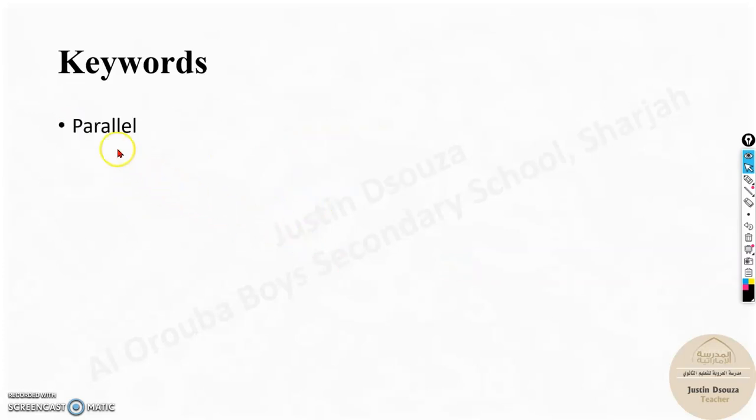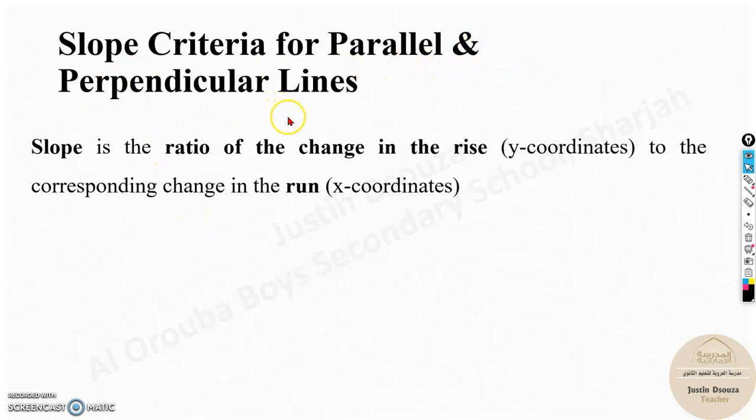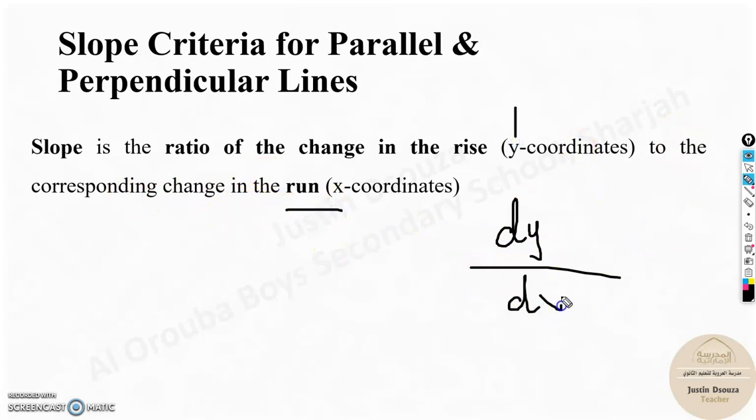Before that, keywords of this lesson are parallel, perpendicular, slope. We have come across this before already. Now we will go through them again. Slope criteria for parallel and perpendicular lines. Slope is the ratio of the change in rise, that is the y coordinate, that is dy, rise is always vertical, to the corresponding change in the run, meaning horizontal. So dy by dx is slope.